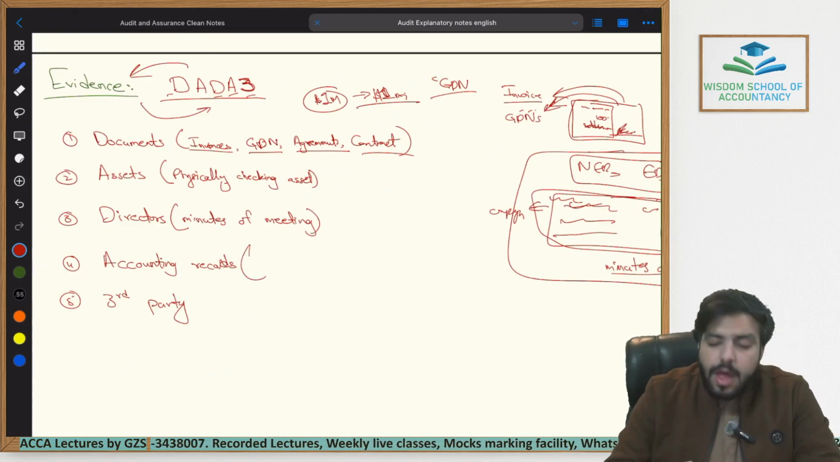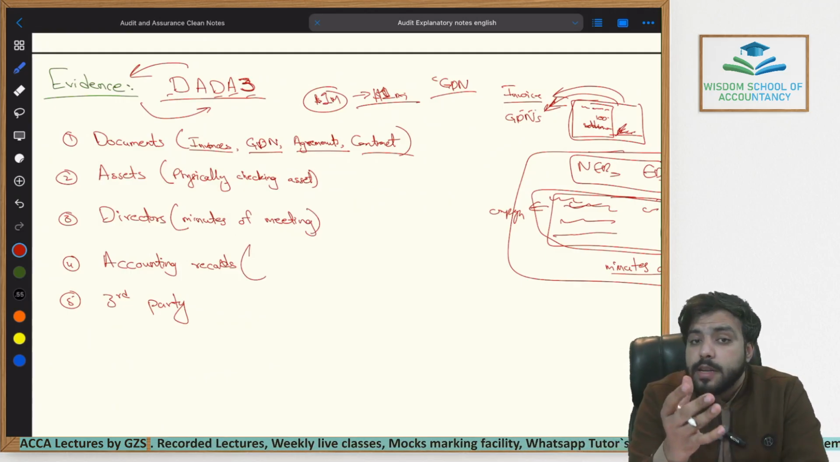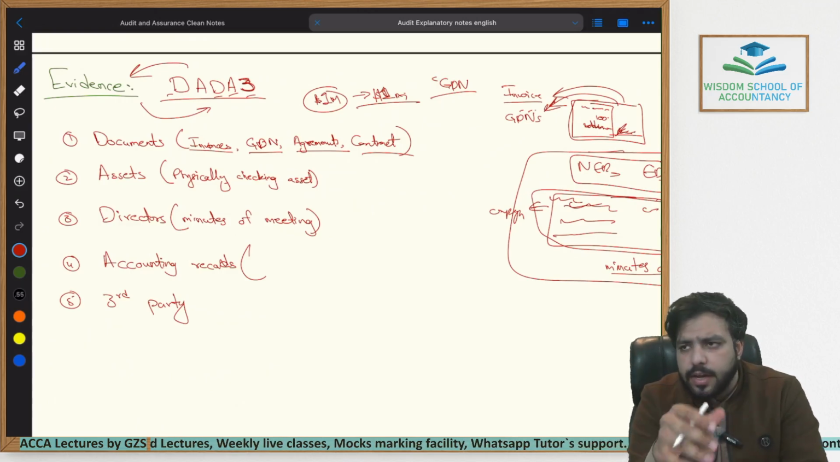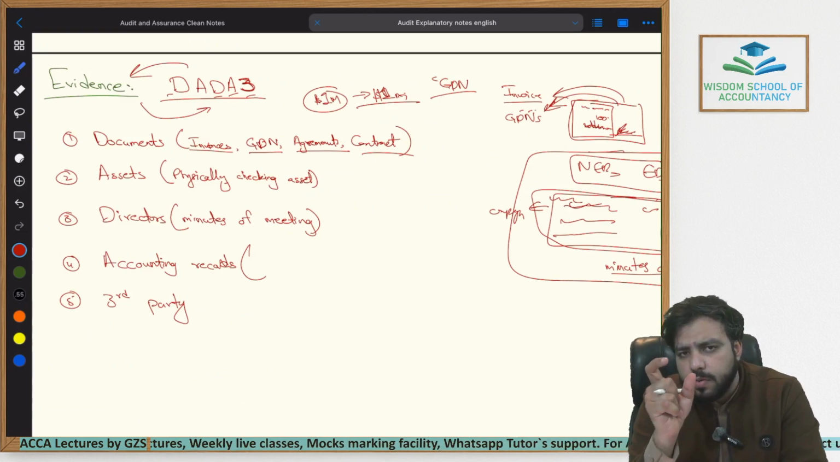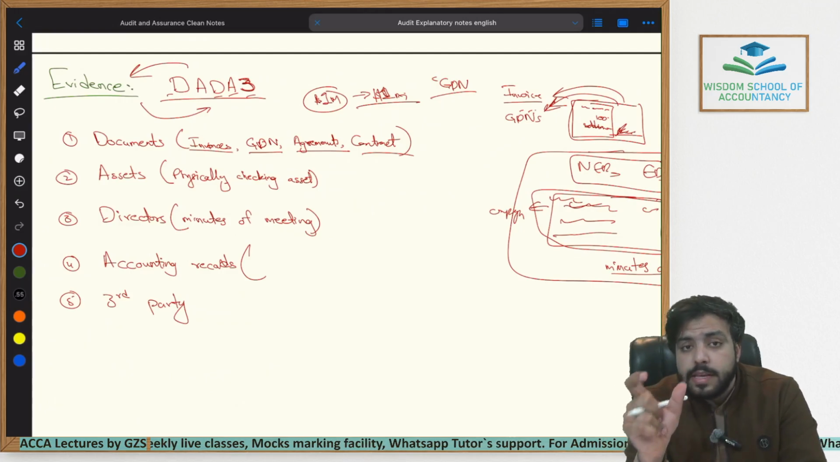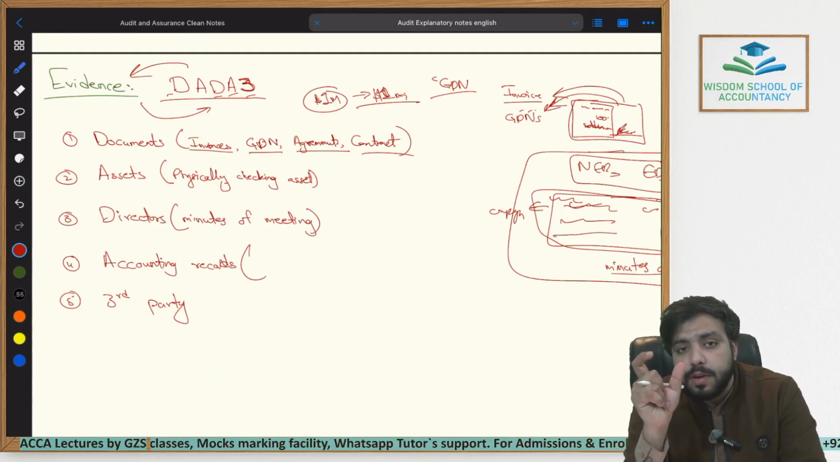Accounting records. When we talk about accounting records, if anything is written upon the face of the financial statements, the heads, the financial line items, revenue, in totality, it is always written there. There is always a breakup available within these revenues. And further to the breakup, all the transactions are recorded.